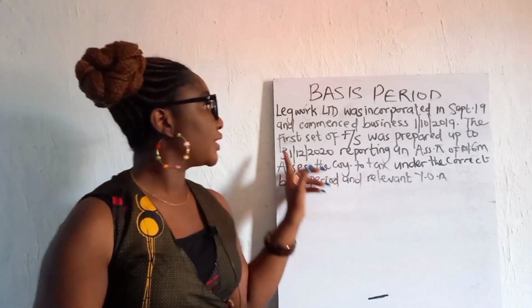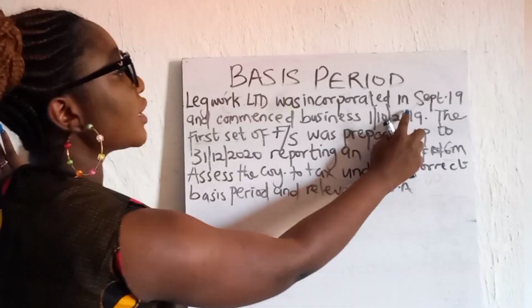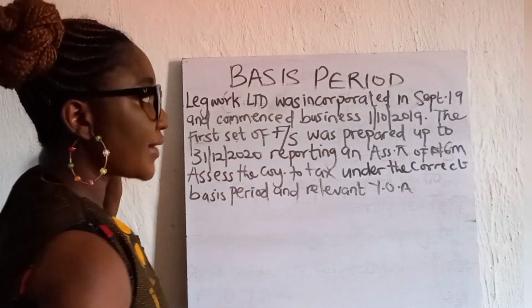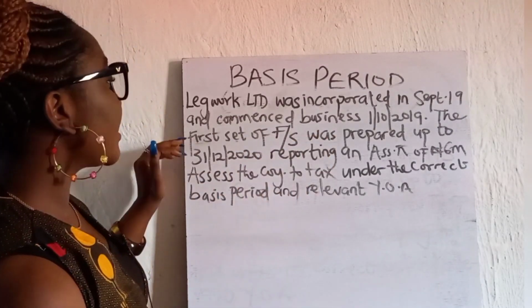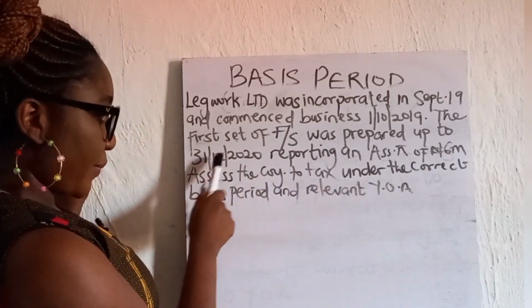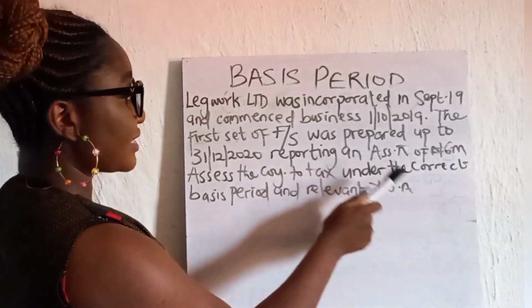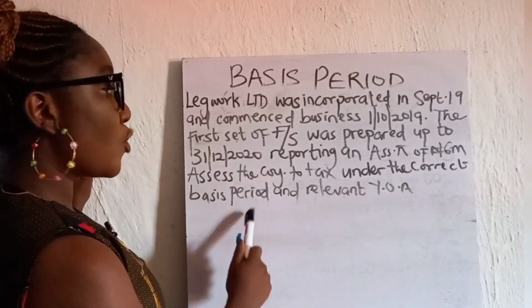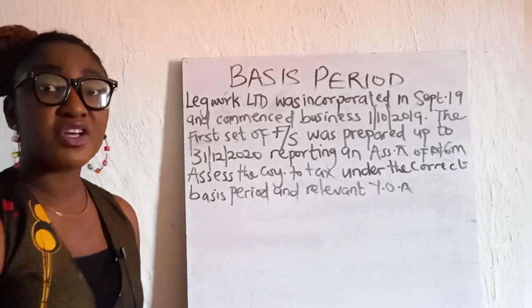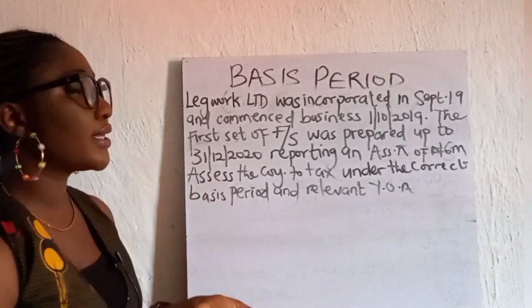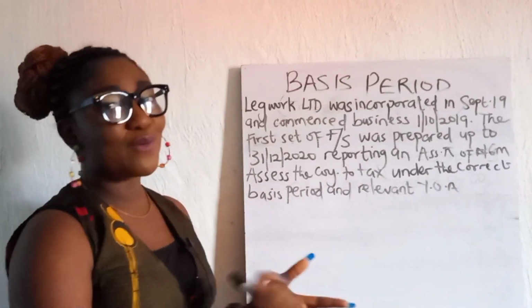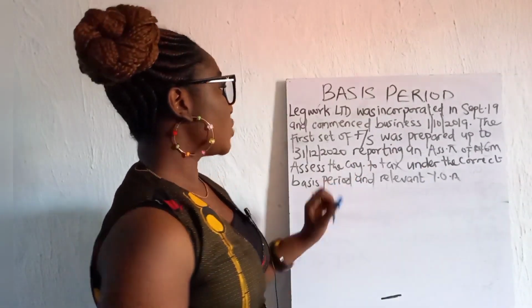For example, this company, Legwork Limited, was incorporated in September 2019 and commenced business on 1st of October 2019. And they said the first set of the financial statement was prepared up to 31st December 2020, reporting an assessable profit of 6 million. Assess the company to tax under the correct basis period and relevant years of assessment. So, first of all, understand the example. Legwork Limited, the incorporation date is not relevant, it's just when did they commence business. So, be looking for that word: commenced business on 1st October 2019.